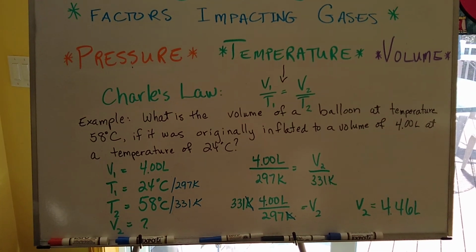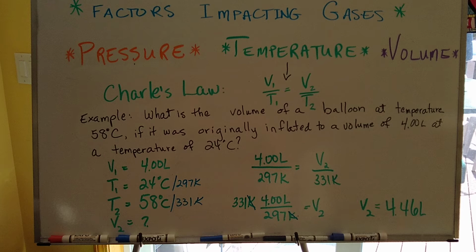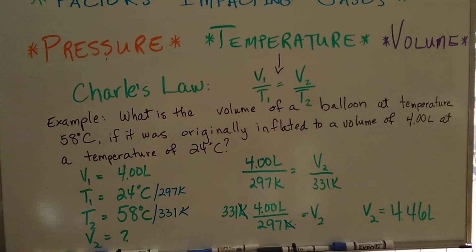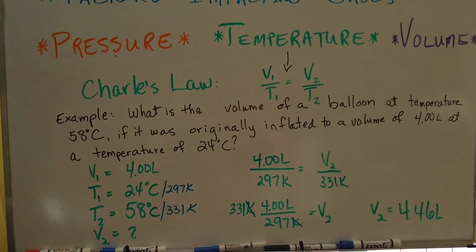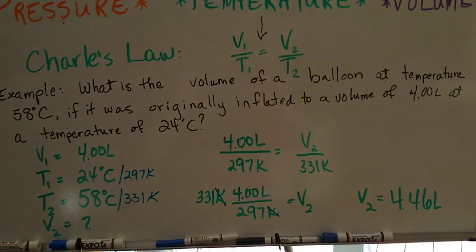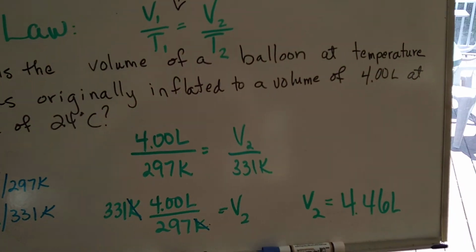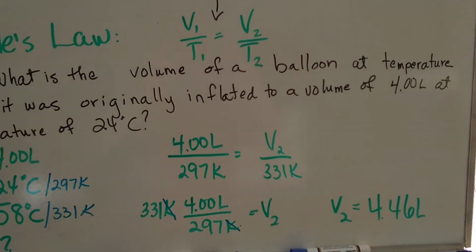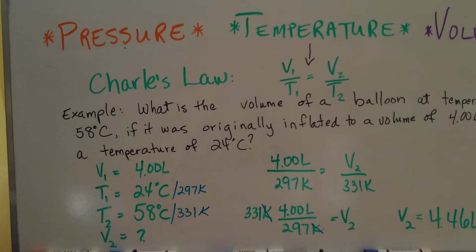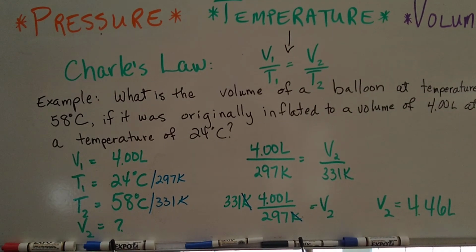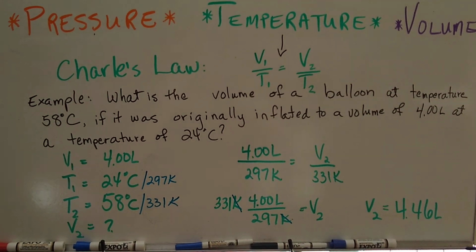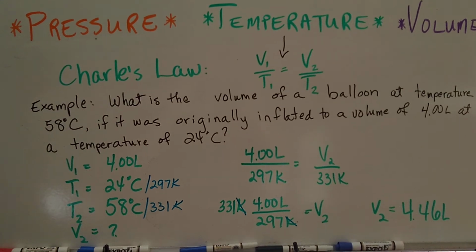So plugging the values that we have identified for each variable into the formula, we get 4 liters divided by 297 Kelvin equals our unknown volume divided by 331 Kelvin. We rearrange to solve for our unknown volume, and we then solve the math, and we get 4.46 liters for the volume of our balloon when it changes from 24 degrees Celsius to 58 degrees Celsius. So notice the volume increased when the temperature increased. That shows your direct relationship.